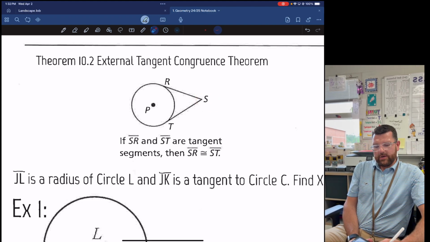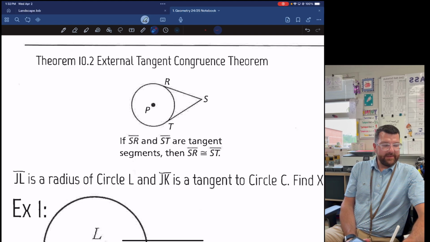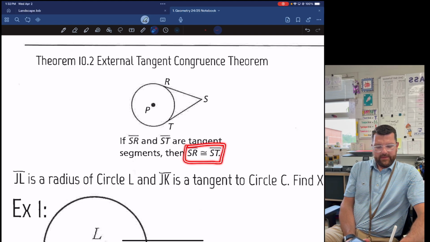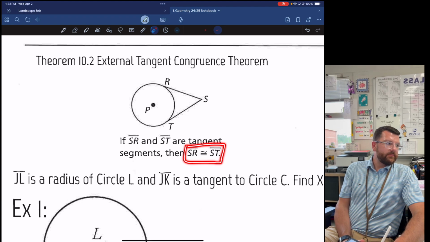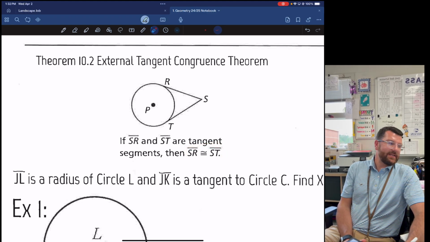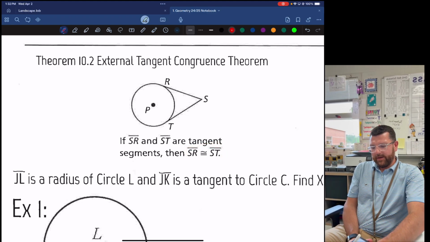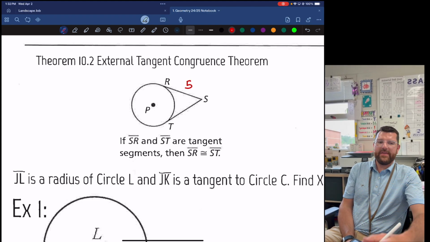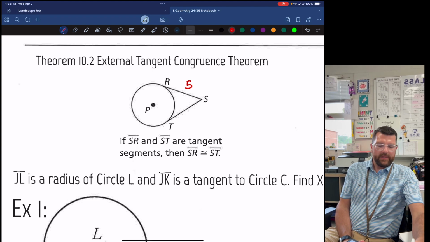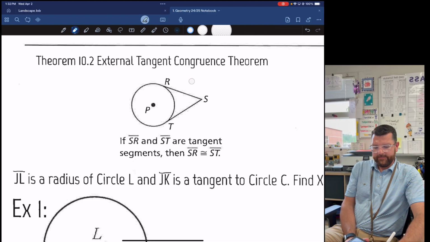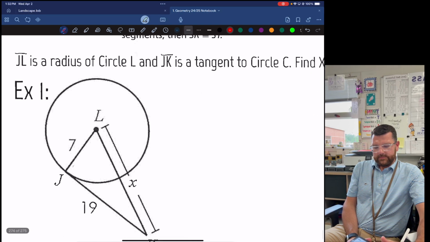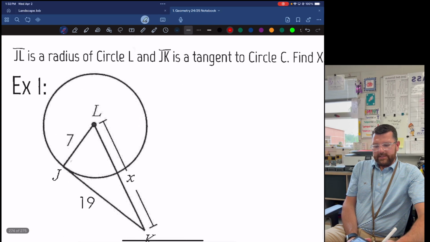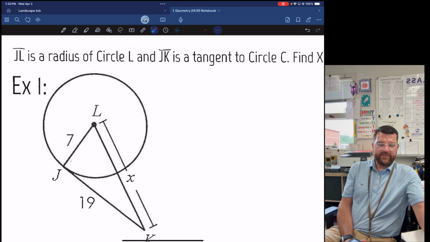If SR and ST are tangent segments, then they are congruent to each other. Okay, and on this diagram, it doesn't tell us whether they are or not. But if I was to say SR is 5 and they both are tangents, how much would TS be? It would also be 5. Okay. Those are your two new little pieces of information today.